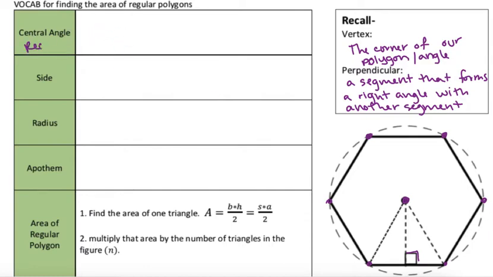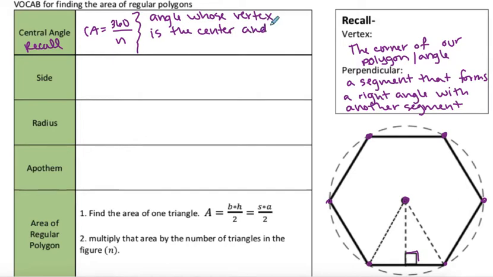So recall, we've talked about the central angle, which we said we can find by taking 360 divided by n, the number of sides. And that's an angle whose vertex is the center and whose sides are radii. So if we look at this, from here to here, this measurement is our central angle.